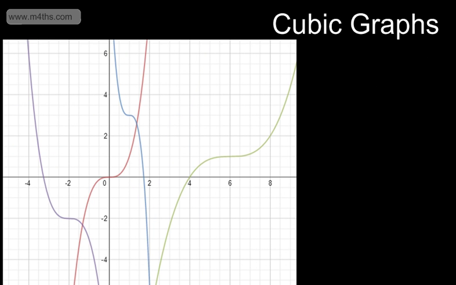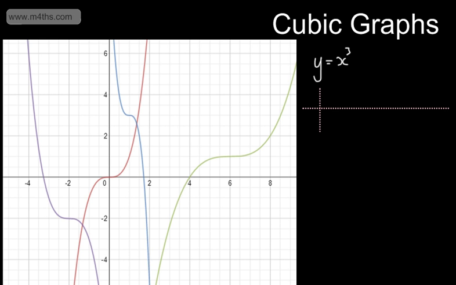Let's now look at cubic graphs. This is a cubic graph. This is the cubic graph, y is equal to x cubed. So when we're talking about cubic graphs, the highest power of x will be x to the power of 3. If we look at this one now, we could build up a table of values. We know that if we cube a negative number, it's going to give us a negative answer.